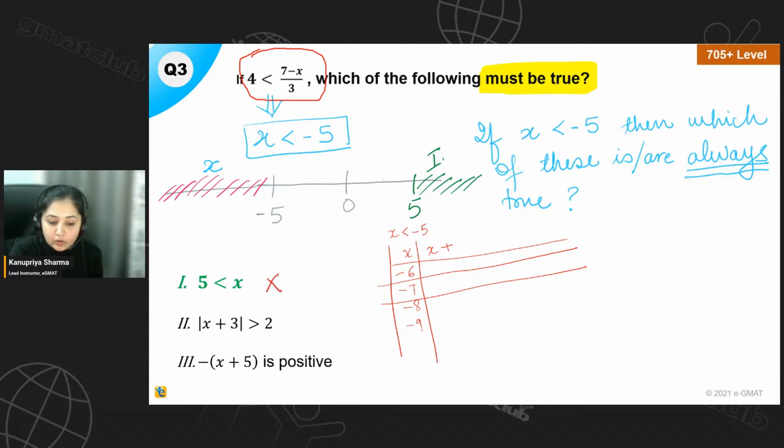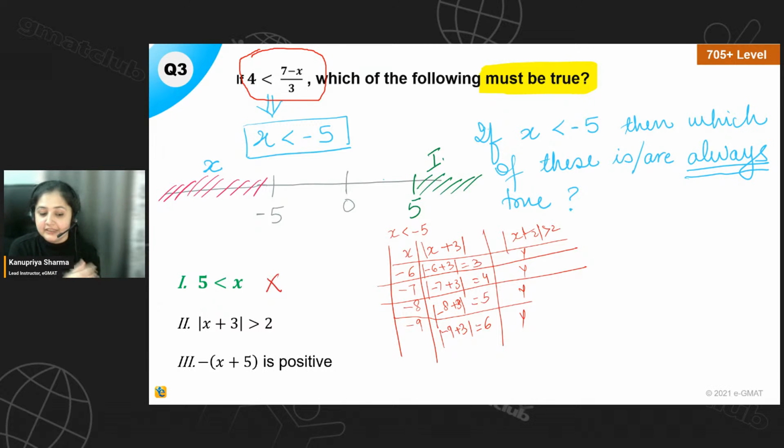So what will be mod of x plus 3 in these cases? Here it will be negative 6 plus 3, which is 3. Here it is negative 7 plus 3, which is 4. Here it is negative 8 plus 3, which is 5. And here it is negative 9 plus 3, which is 6. Is it greater than 2? Yes, yes, yes, yes. And as we take more negative values, we see that this difference actually increases. So what can we say? Will it always be greater than 2 or not? Is it a must be true condition?